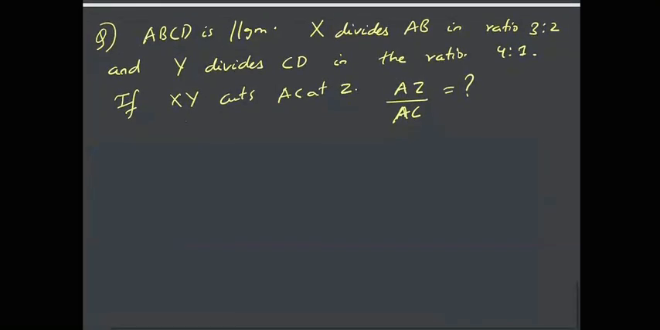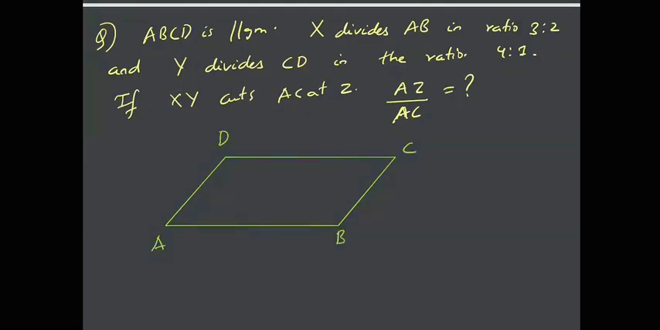So some of you have already solved the problem. Let us discuss. So ABCD is the parallelogram, right? So this is our parallelogram ABCD, and X divides AB in the ratio 3:2. So this is point X. Y divides CD in the ratio 4:1. So this is point Y. Okay, and now XY cuts AC at point Z. We need to find AZ over AC. Fine.